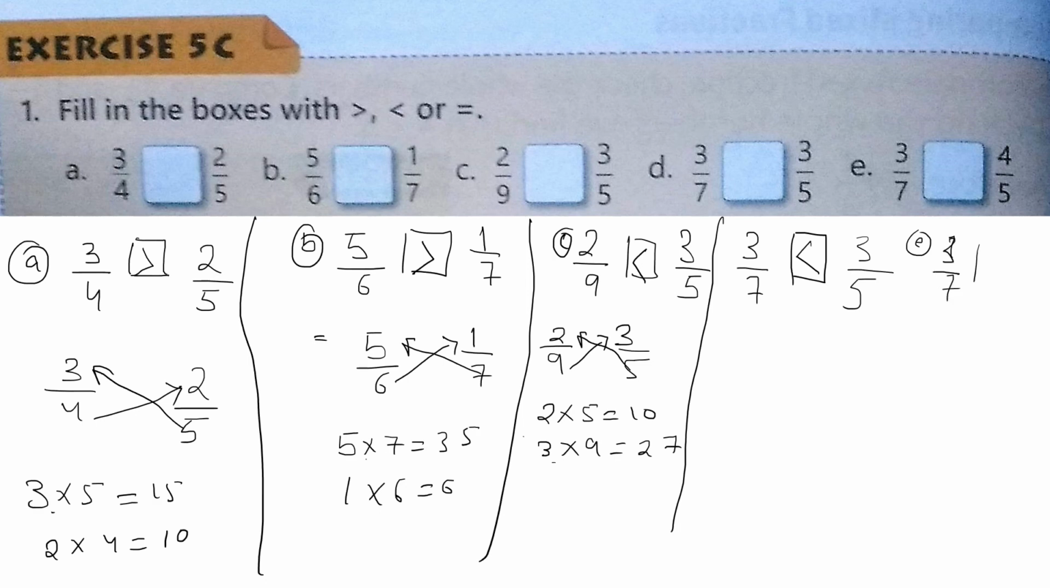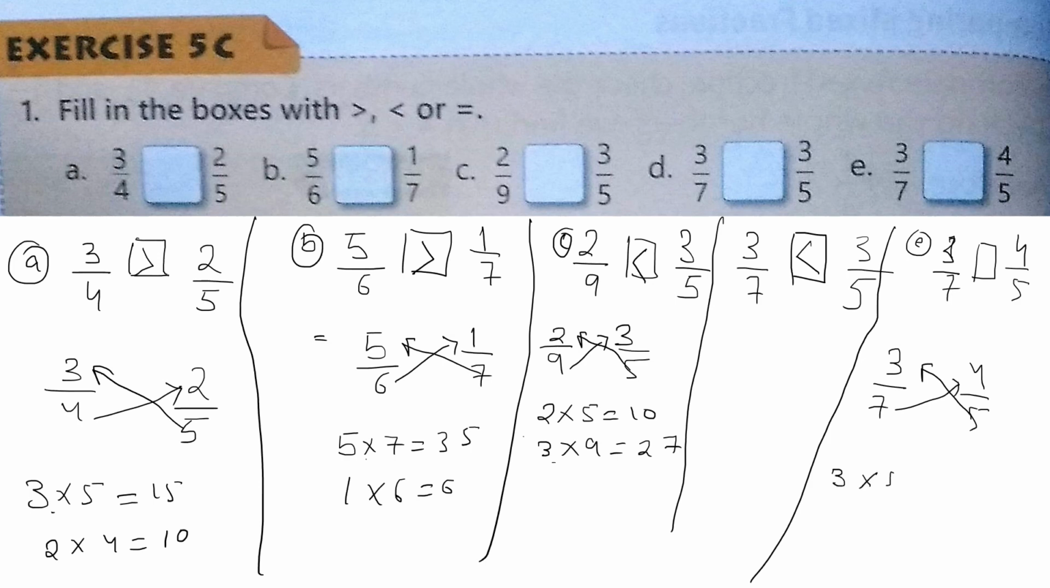Now number E, 3 by 7 and 4 by 5. So multiply it, cross multiplication. Always write the numerator first. 3 multiplied by 5 is 15 and 4 multiplied by 7 is equal to 28. If you do not write it here, otherwise you will get confused. So you always write the numerator first.